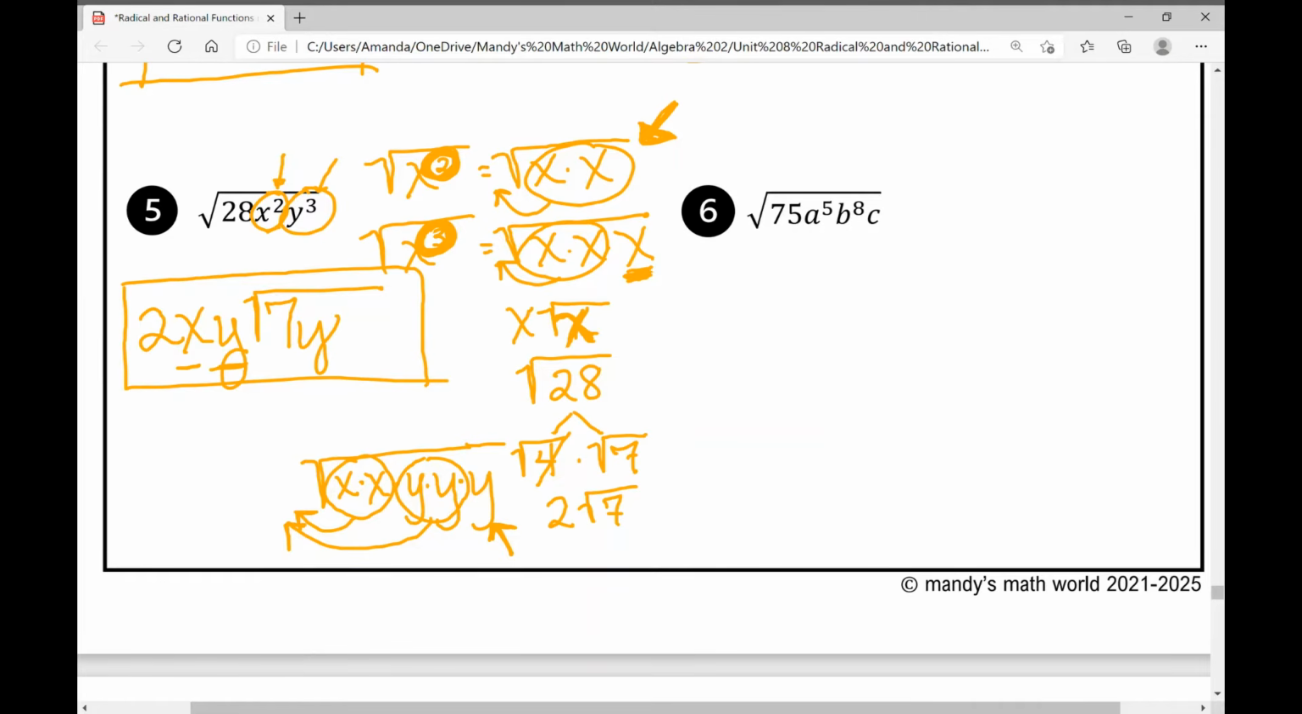Let's look at number 6. The square root of 75, a to the 5th, b to the 8th, times c. So the first thing I want to do is simplify the square root of 75. What's the biggest square root that goes into 75?